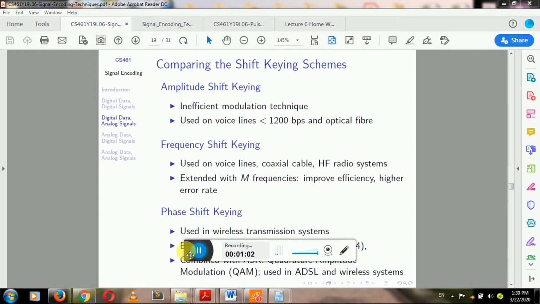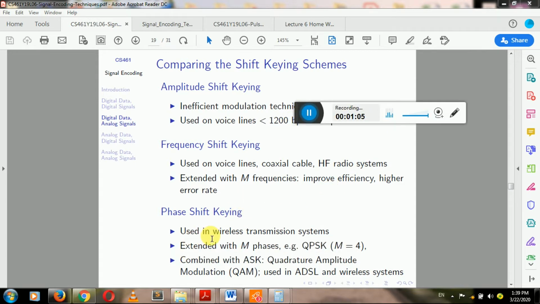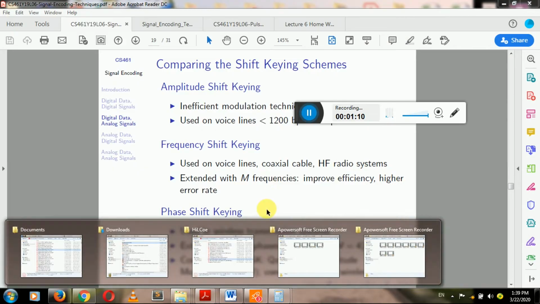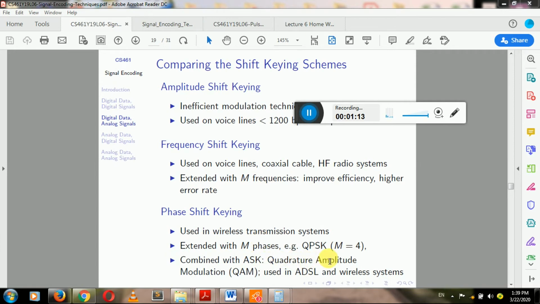Phase shift keying is commonly used in wireless systems and combined with amplitude shift keying. It is called quadrature amplitude modulation, QAM. It is specially used in ADSL and some wireless systems. So your ADSL modem takes your computer digital data and sends it as an analog signal. And it maps the bits to the analog signal using the combination of amplitude and phase shift keying.